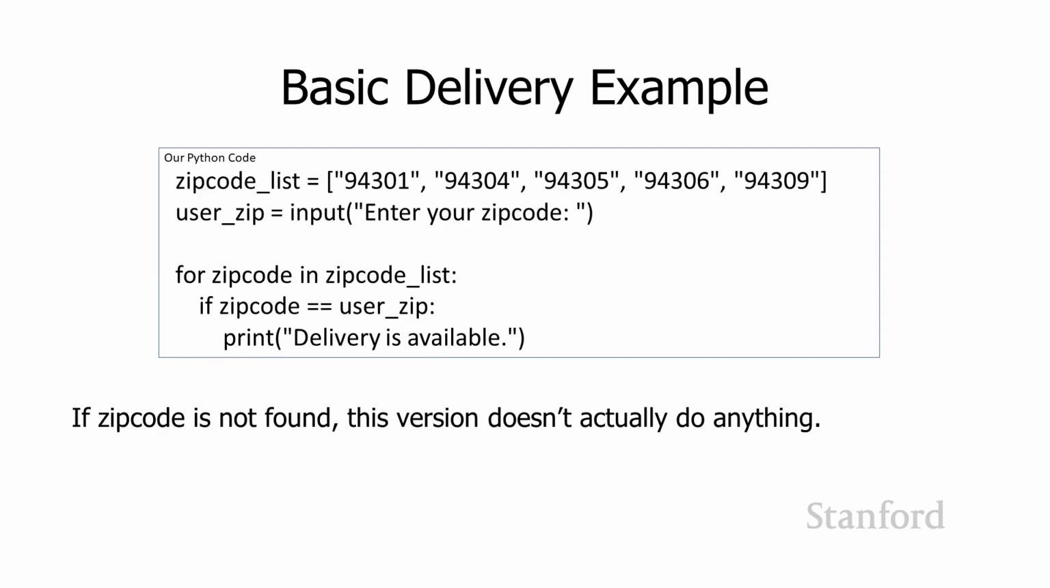Okay, let's go back to our delivery example. You recall that the problem with our delivery example is if the zip code is not found, the basic version doesn't do anything at all. So that's not good. If somebody is in our zip code range, it'll print out, hey, we can deliver to you, and that'll be fine. But if somebody's not in our zip code range, it's not going to do anything, and they're going to think our program's busted.